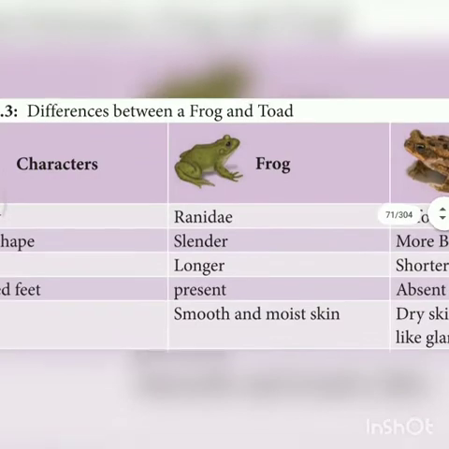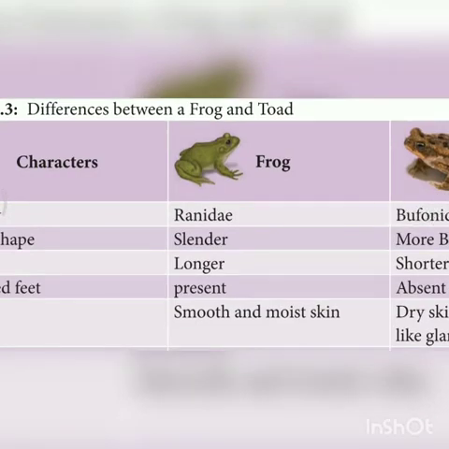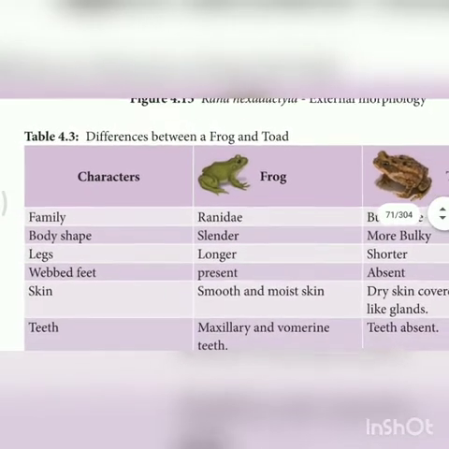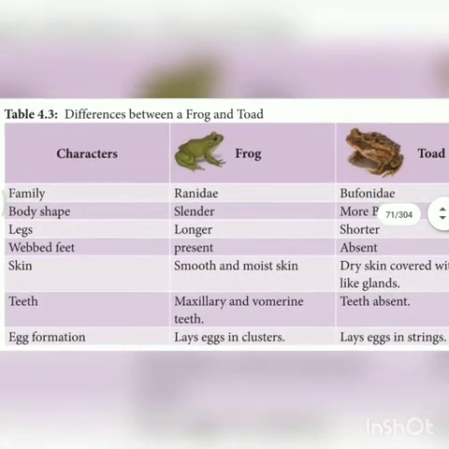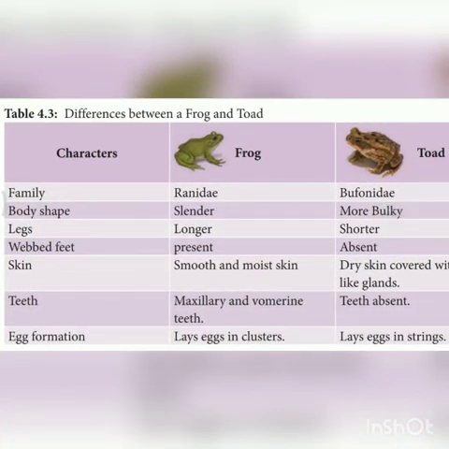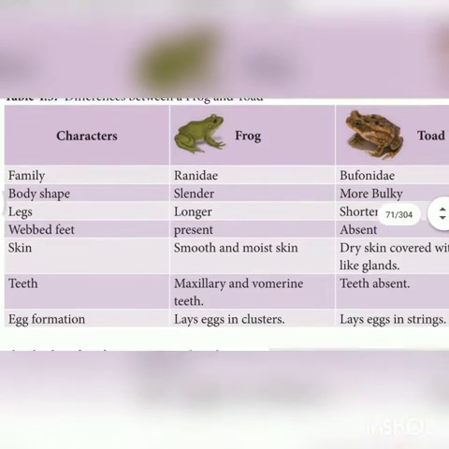It is a public question paper question, so you have to read this difference between frog and toad. For this, you have to write fully the characters of frog and toad: family, body shape, legs, webbed feet, skin, teeth, egg formation, etc.